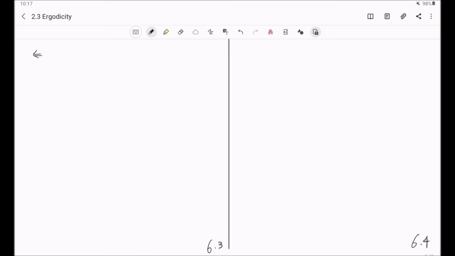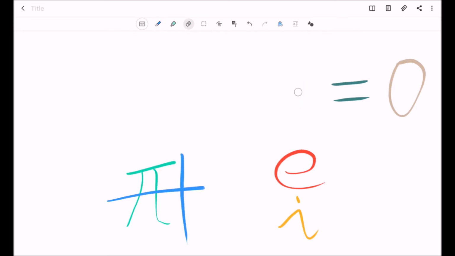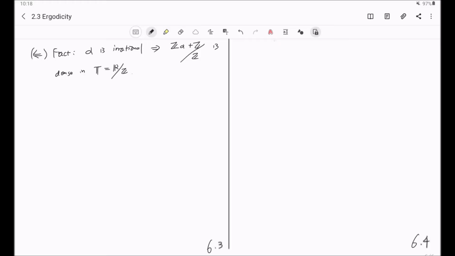So, here's a famous fact. That alpha being irrational implies that Z times alpha plus Z mod Z is dense in the circle, which is R mod Z. Some of you might have already seen this proof with the real analysis or in some other classes, but I think it doesn't hurt for me just to repeat the proof. The key idea of the proof will be the pigeonhole principle.